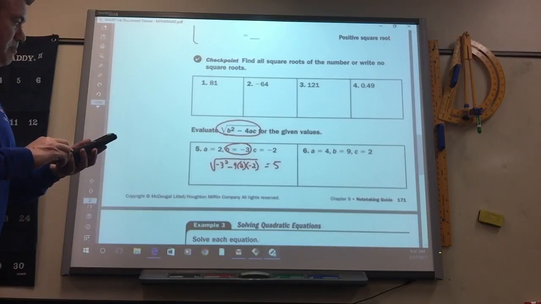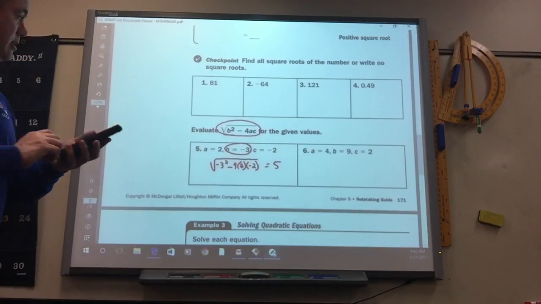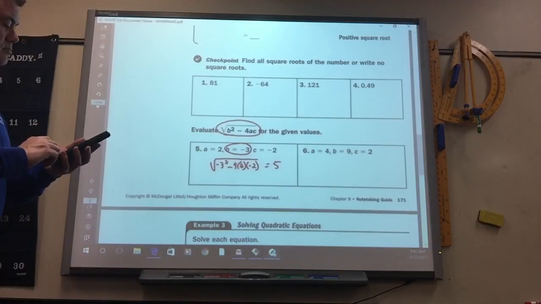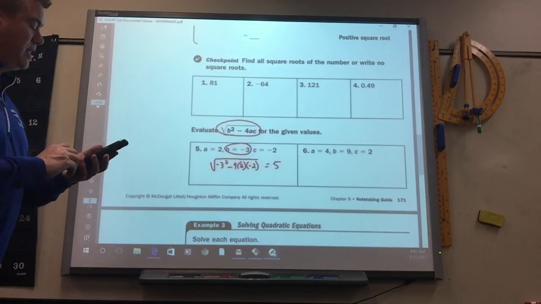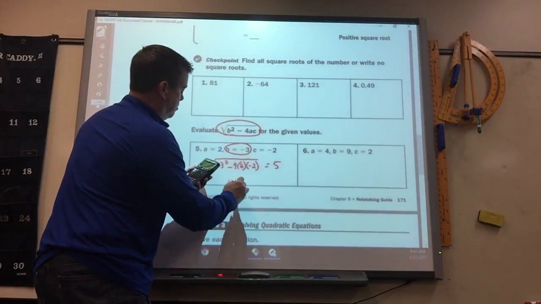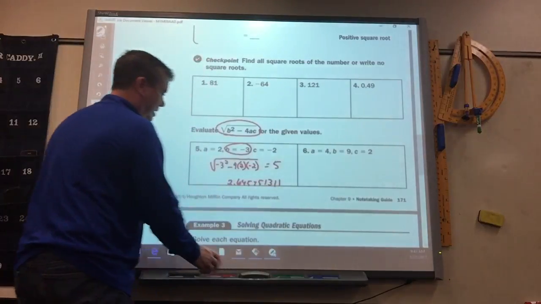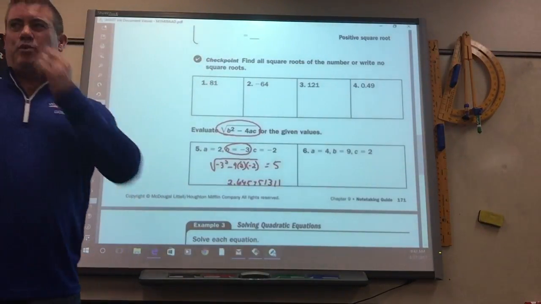You got 5 on your iPad calculator? Phone. My iPad's dead. Oh, on your phone calculator? Yeah. Okay, this one gives me 2.64575111, which is not correct.